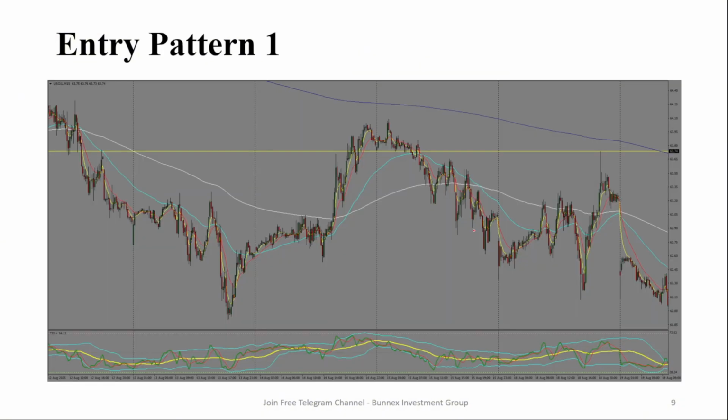All right, so here's the first example, and we can see that it's on US oil, and I've tried to take a current one. This is 15 August 2025.